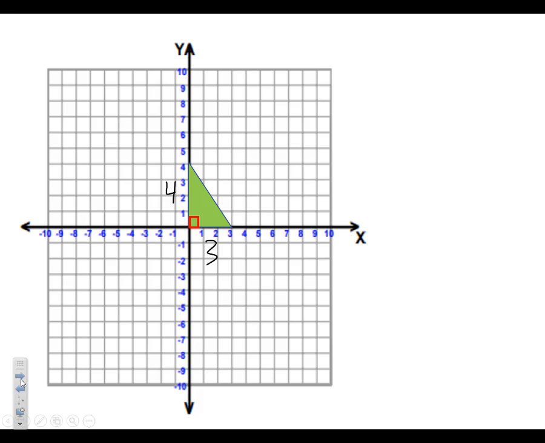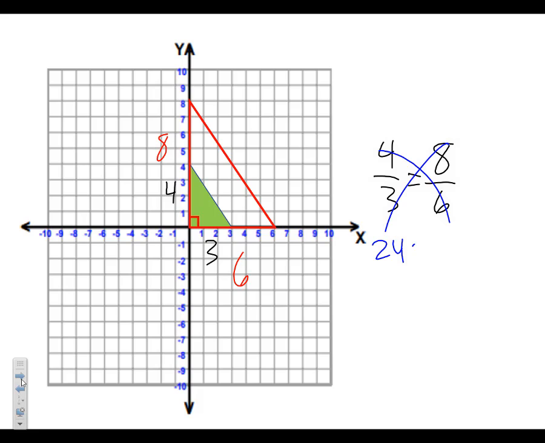So then I'm going to double the side lengths, and I'm going to get this red triangle where I have side lengths of 8 and 6. So I can write my proportion, and I can say, hey, 4 is to 3 as 8 is to 6. If this is true, then we have, in fact, similar triangles. So when we do our cross products, we get 24 is equal to 24. Yes, we have similar triangles. And if we have similar triangles, then we know that the angles must be congruent.